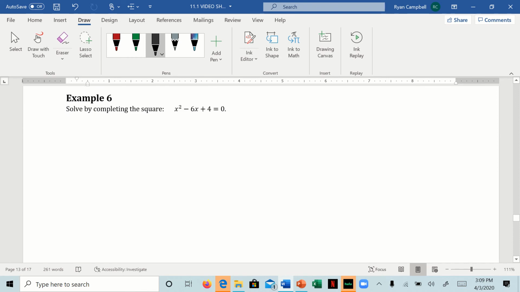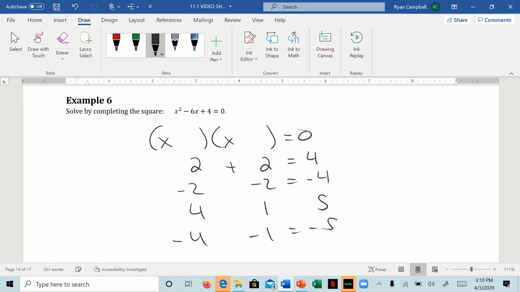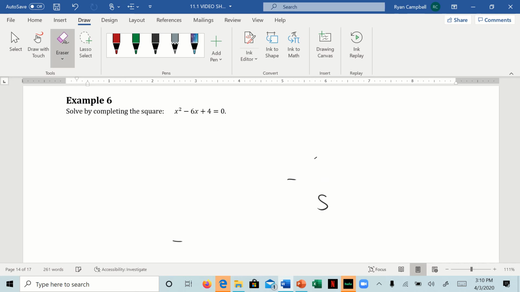All right. So let's solve by completing the square. So notice, there's nothing that works by factoring. What two numbers multiply to get you 4 and add to get you -6? It doesn't work, right? 2 and 2, that equals 4. -2, -2, also -4. 4 and 1, we get 5. -4, -1, we get -5, right? So none of these work. So factoring is not going to work, so maybe we should try completing the square.